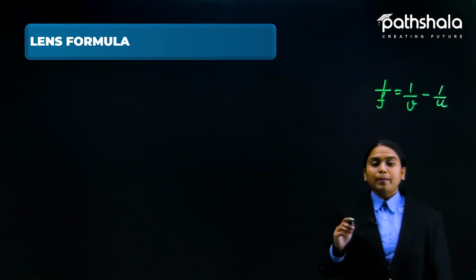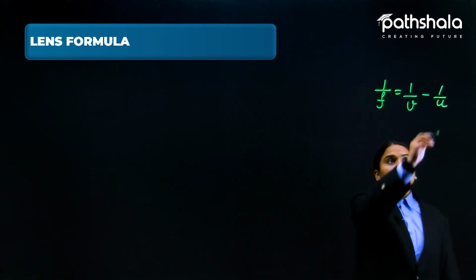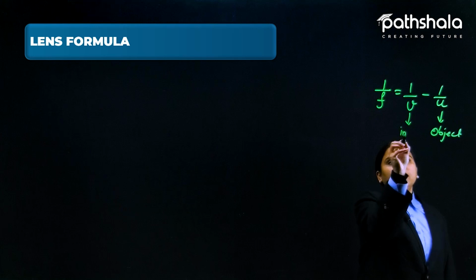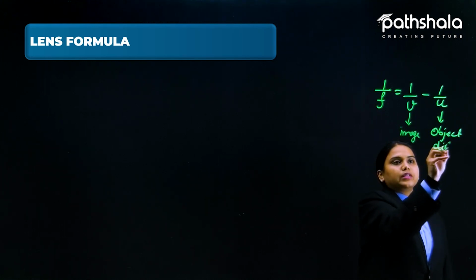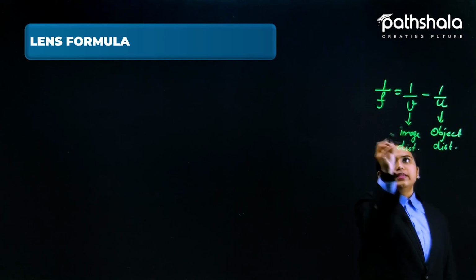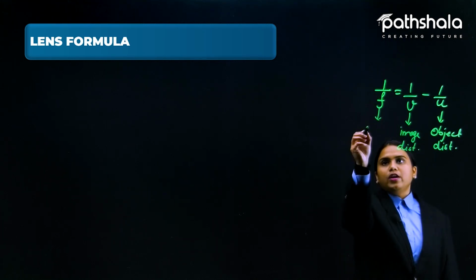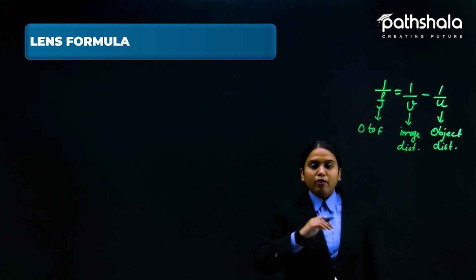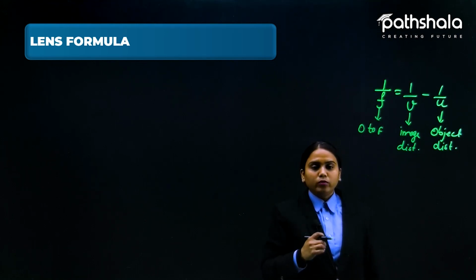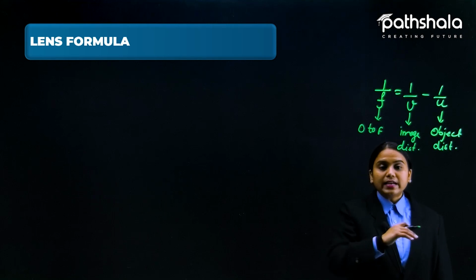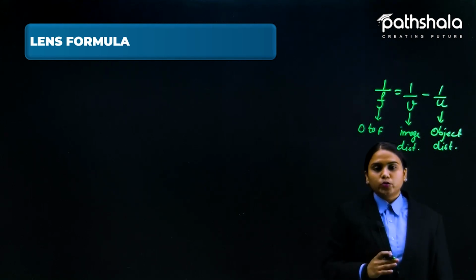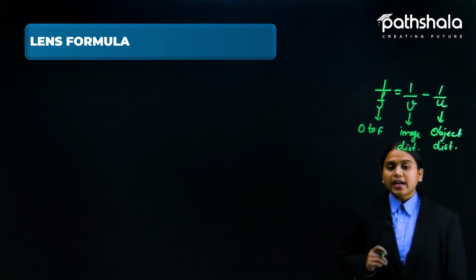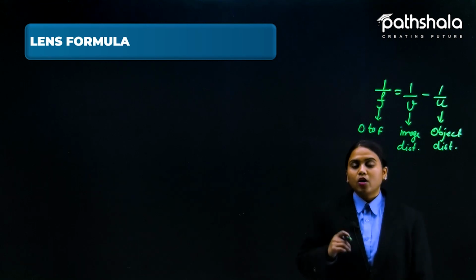Now you remember that here v and u are the image distance and the object distance, distance and distance. And what is this? You remember this is the focal length, from the optical center to f. So these are the formulas, but the thing that you need to remember is the minus and plus sign. According to the situation, you are going to put plus and minus signs. So let us see how the minus and plus signs are going to be put according to the situation.